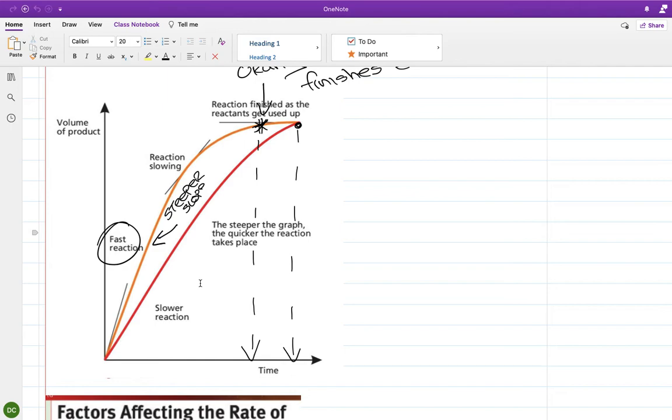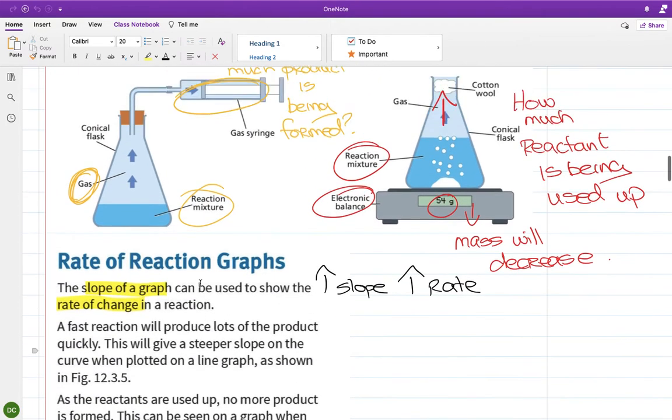Okay, so there are times when we want the reaction to be quicker, and there are times when we want the reaction to be slower. So it's important that we can control the rate of reaction. Okay, and there's loads of different ways. That's what we're going to talk about on Tuesday. So I'm not going to go any further.